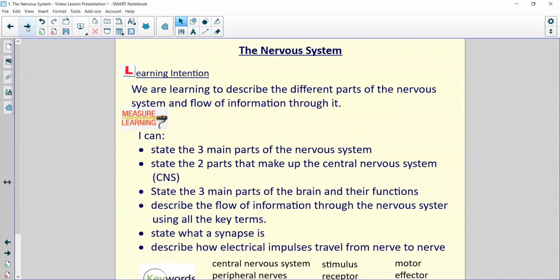So what we're going to try and cover in this video is the three main parts of the nervous system, two parts that make up the central nervous system, and the three main parts of the brain and what they do. We're going to look at how information flows through the nervous system. We're going to state what a synapse is and describe how electrical impulses can travel from one nerve to another nerve.